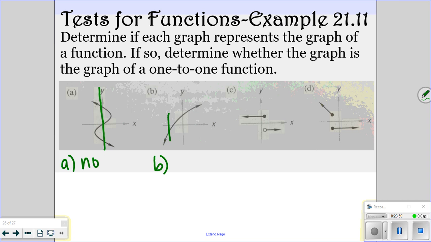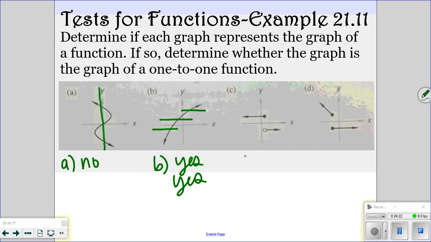For this next one, vertical line test, it passes. So is it a function? Yes. Now let's check the horizontal line test. It passes it everywhere. So yes, it is a function. And it is a one-to-one function.